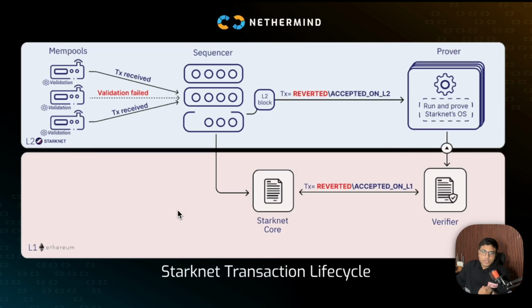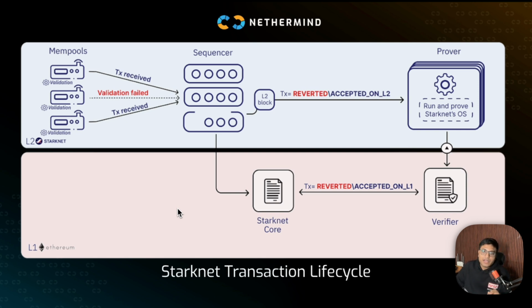Let me quickly walk you through StarkNet's transaction lifecycle. It's a bit technical, but understanding this process is key to appreciating StarkNet's efficiency. So the first step is transaction submission. A transaction is sent to a gateway, entering the mempool with a received status. The mempool is like a waiting room for transactions, holding them until they are ready to be processed.